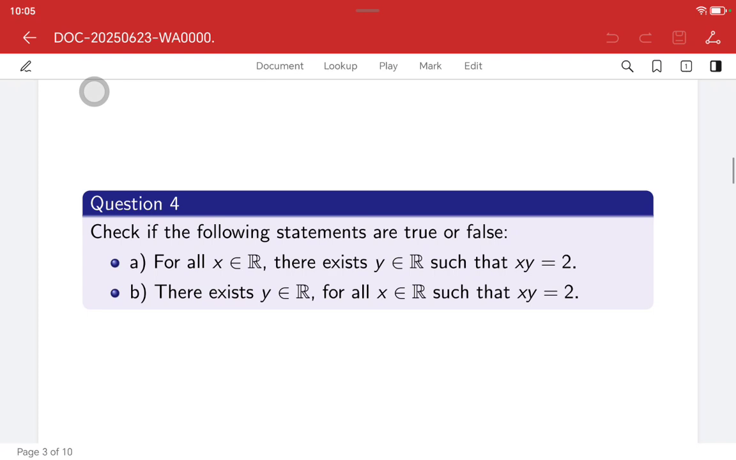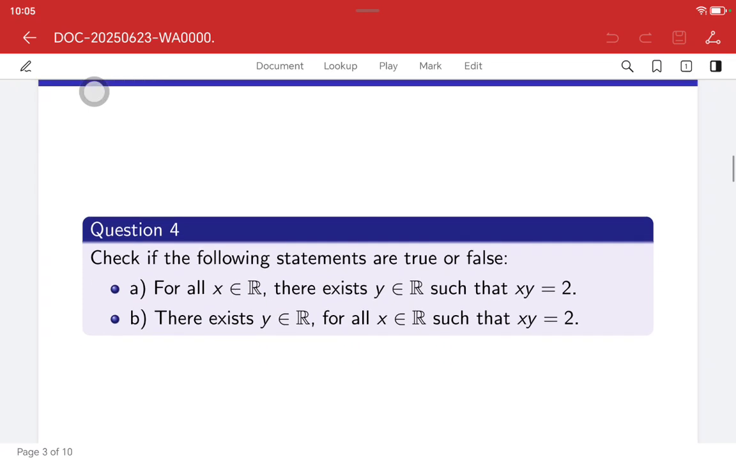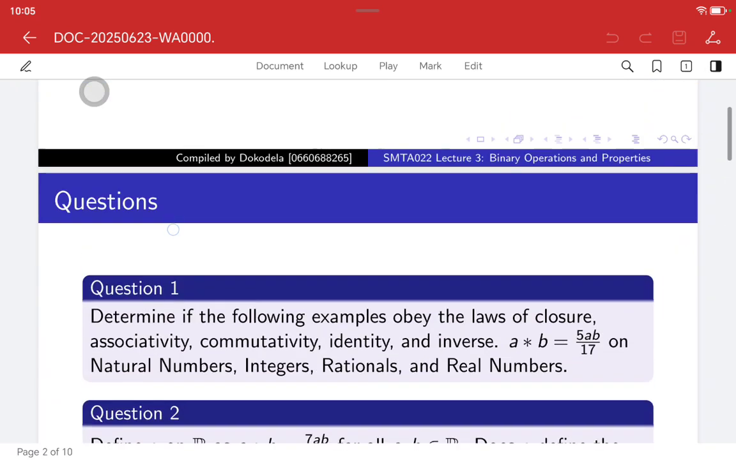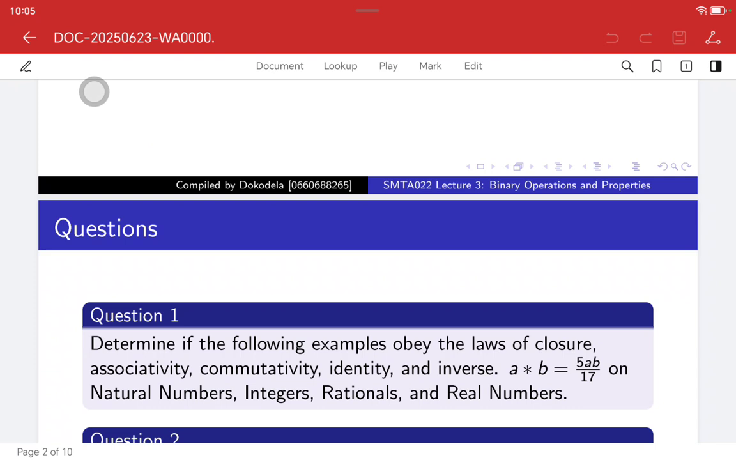And then question 4, we are asked to check if the following statements are true or false. Remember, this question 4 is coming from predicates in SMTA022, right? So you are expected to know such questions, so they can still bring such questions in a multiple choice because you're expected to know them. You have learned about them. So we're gonna first go through the first one, which is to determine if the following examples obey the law of closure.